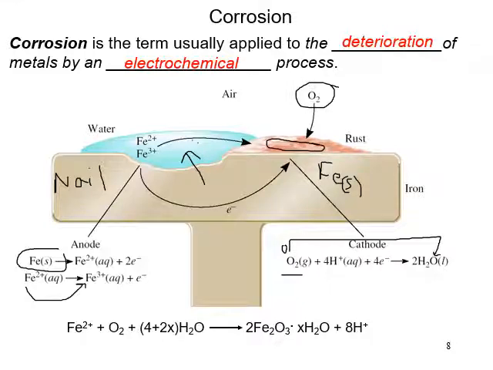Rust is a very complex process, and this rust that forms here is a hydrate. So does that mean you can scrape off rust and heat it up and then turn it into an anhydrous form? I don't know. We should try that. But either way, let's just keep moving here as far as corrosion is concerned.